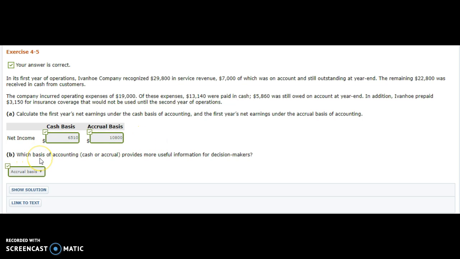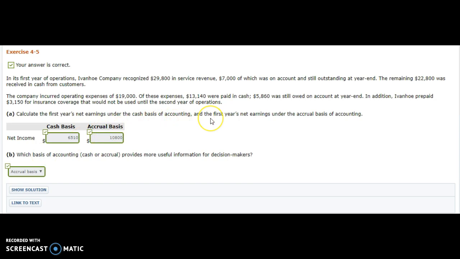And then for part B, it says which basis of accounting provides more useful information for decision makers. And I said accrual basis just because in the book, first of all, it says that cash basis isn't in accordance with the generally accepted accounting principles, or GAAP. And also because accrual basis is the net income for things that have occurred during the first year of operations.